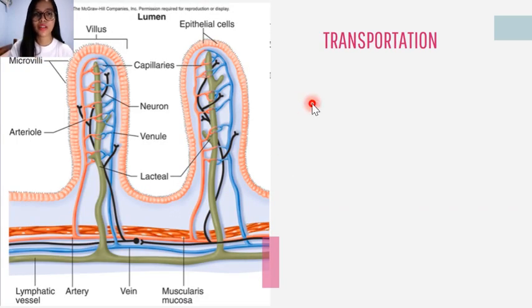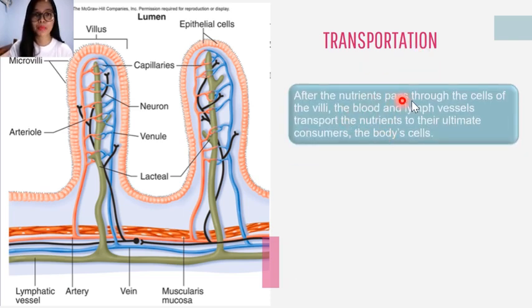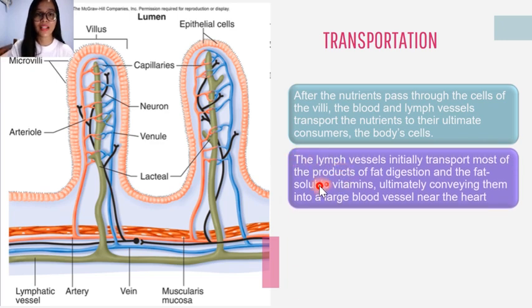So how are our nutrients transported? First, after the nutrients pass through the cells of the villi, the blood and the lymph vessels transport the nutrients to their ultimate consumers, the body cells. The lymph vessels initially transport most of the products of fat digestion and fat-soluble vitamins, ultimately conveying them into large blood vessels near the heart. So these are your lymph vessels, the ones that absorb your fats.